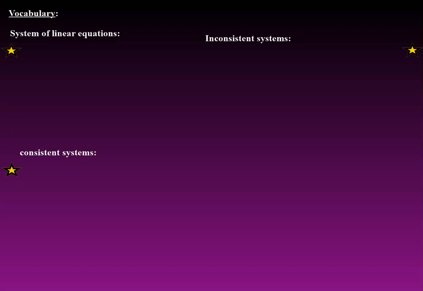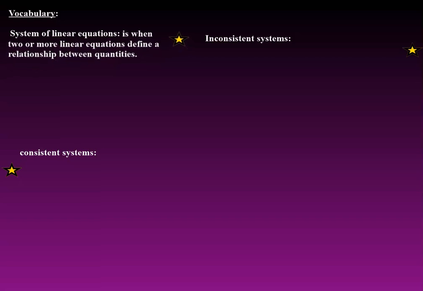Vocabulary. So we got three vocabulary words here, or phrases in this case. Systems of linear equations: a system of linear equations is when two or more linear equations define a relationship between quantities.